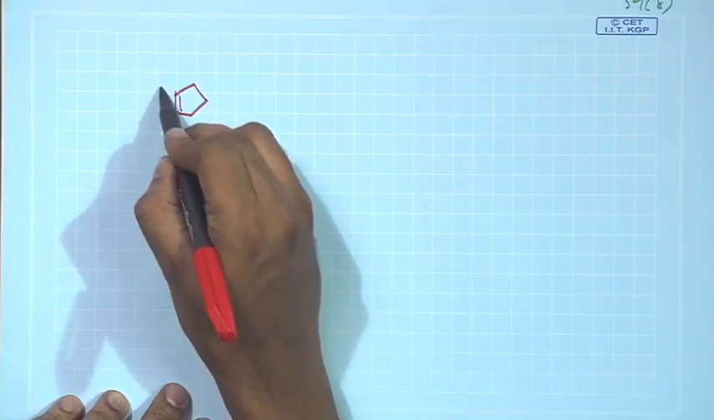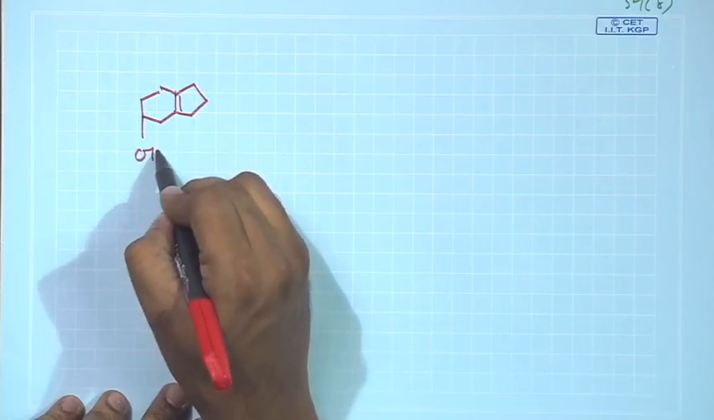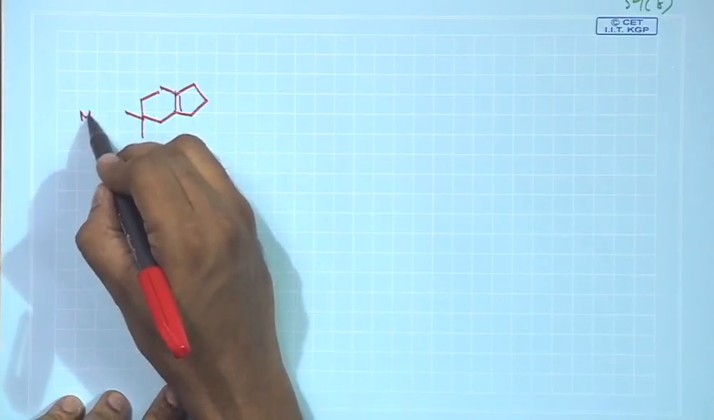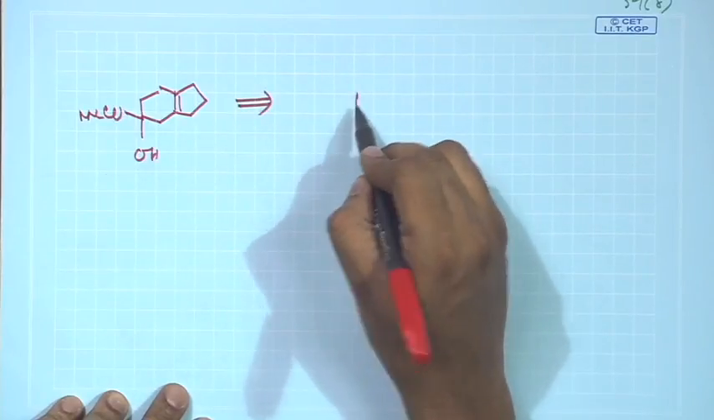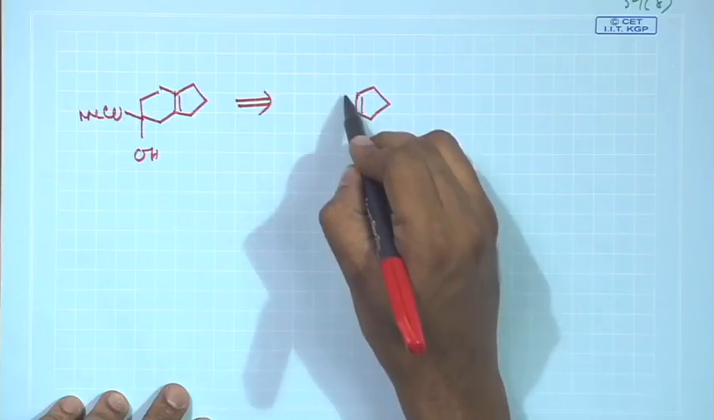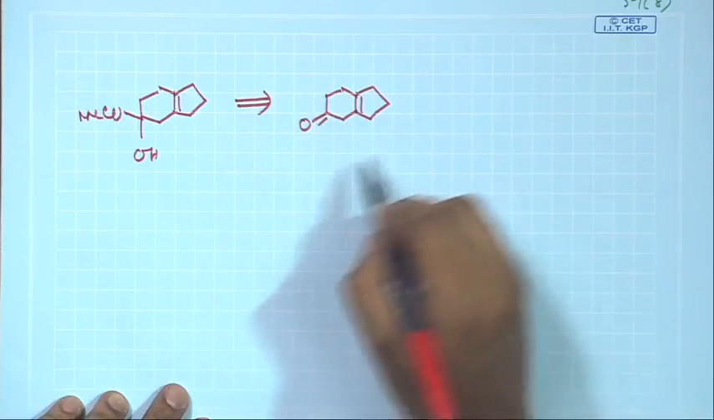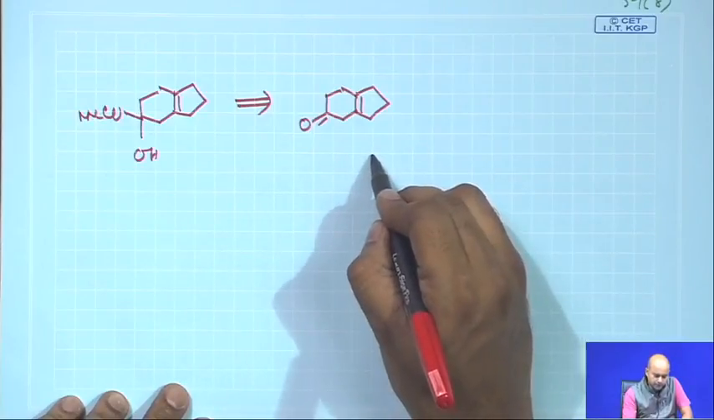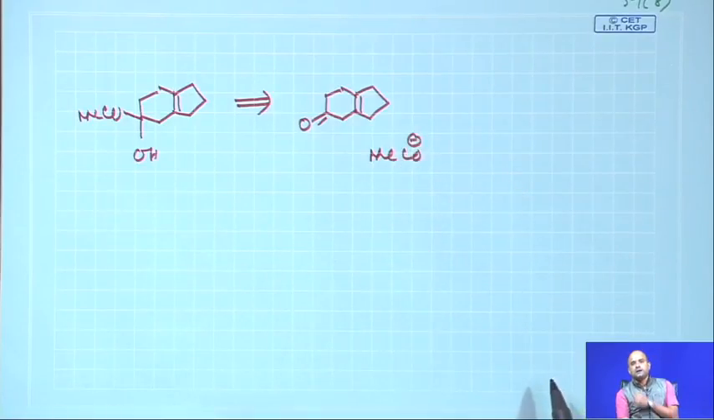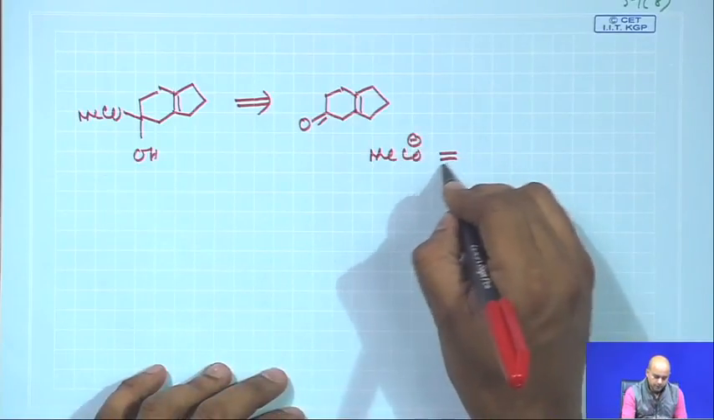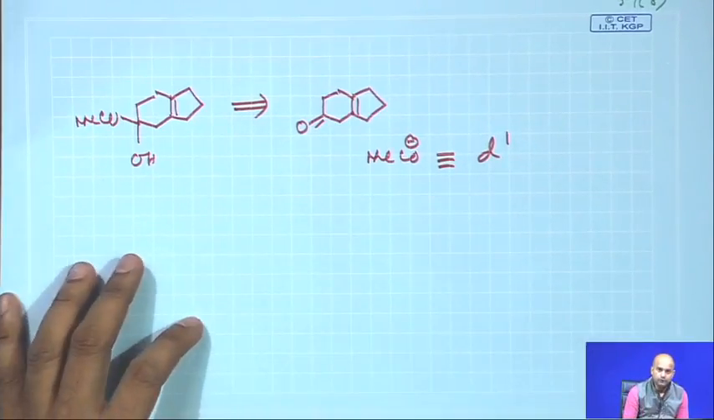I am saying you are given a target molecule whose structure is this. The starting material which was given to you is this. Okay. So, what you basically need is just a MeCO minus as a donor species. Now, this donor is basically an Umpolung. I remember earlier we also discussed this kind of Umpolung.